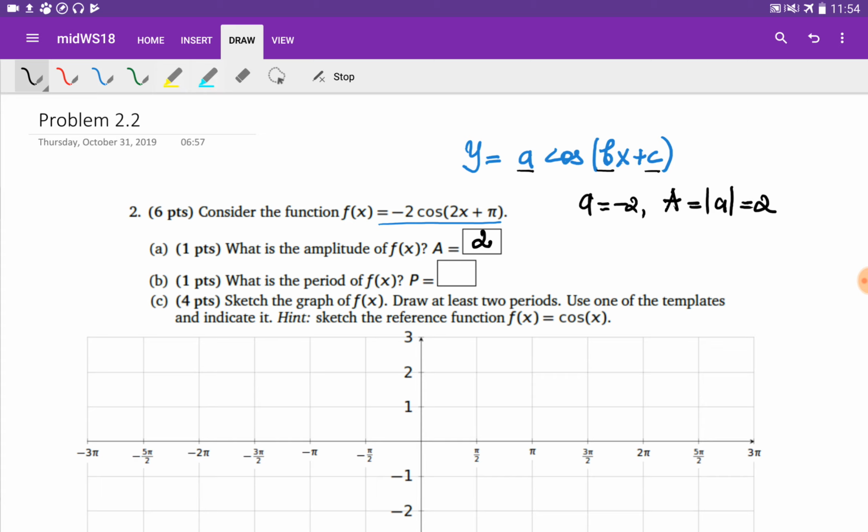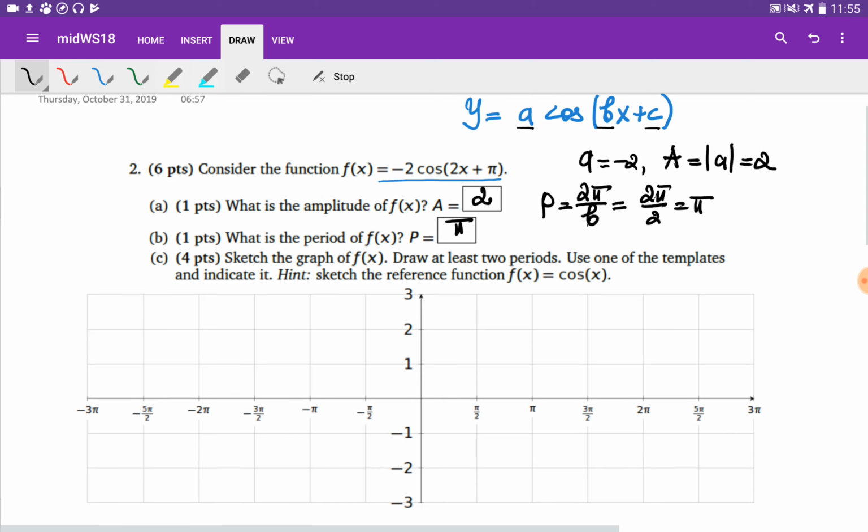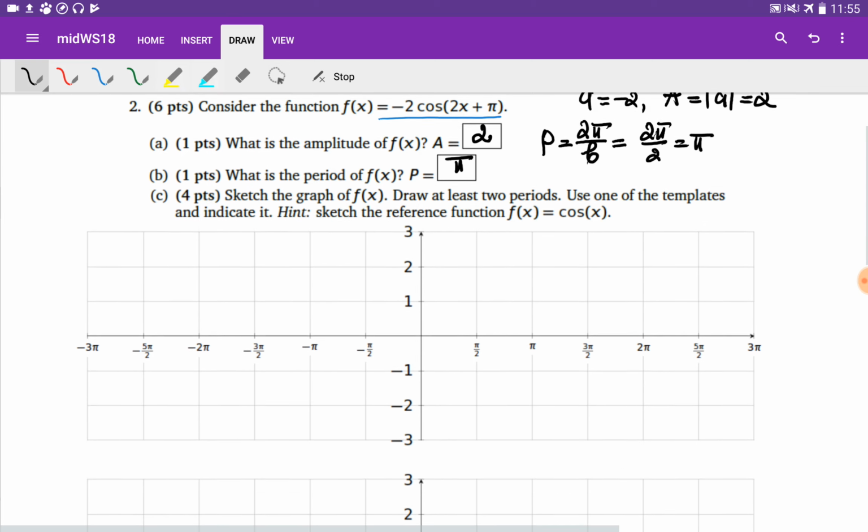And 2 pi divided by b is going to give us the period of this function. In our case, b is equal to 2, so the period is going to be equal to 2 pi divided by 2, or simply pi. And in the last one, we need to use these tables in order to sketch the graph of this function.